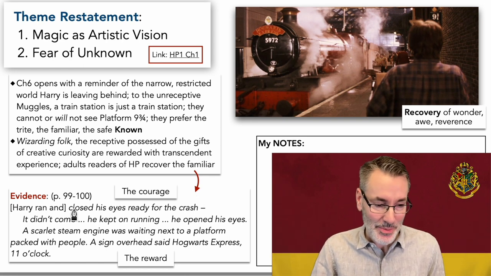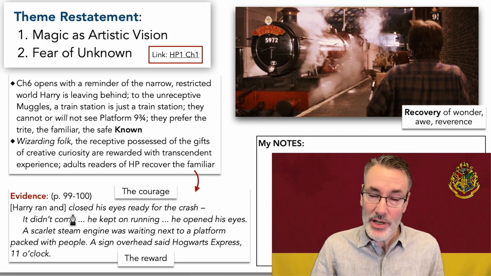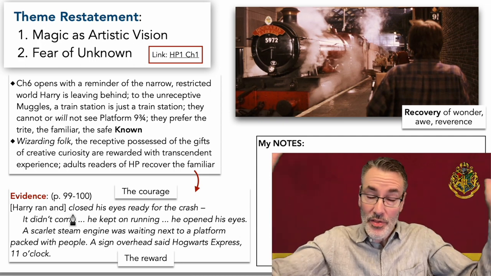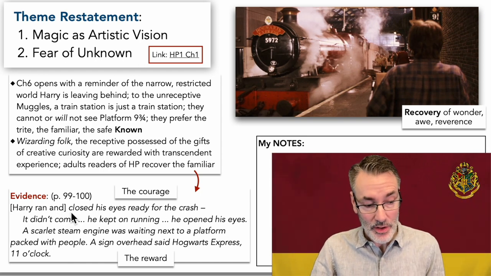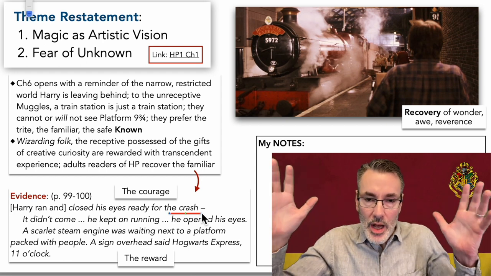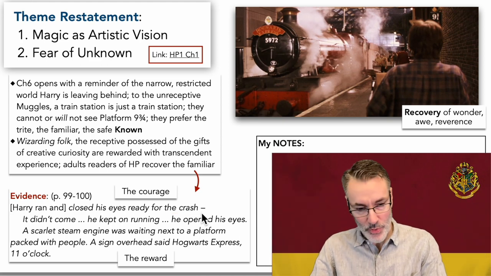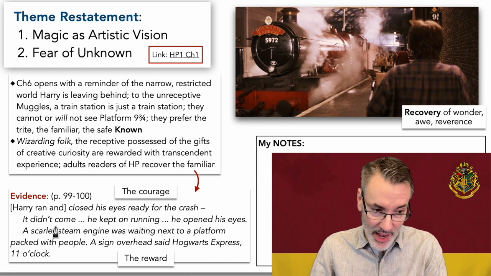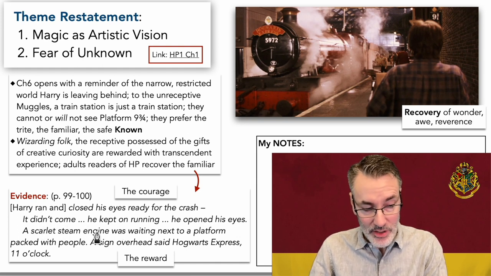So here's a quote from the beginning of Chapter 6. Harry ran, so he's running towards the wall that only the muggles see, a wall, but those with artistic curiosity see something else. So Harry ran and closed his eyes, ready for a crash, and the Dursleys would crash. A person too dull-minded, dull-spirited to see the world with that sense of wonder would crash. But it doesn't crash for Harry, because he's not that kind of person. The crash didn't come. He kept on running.